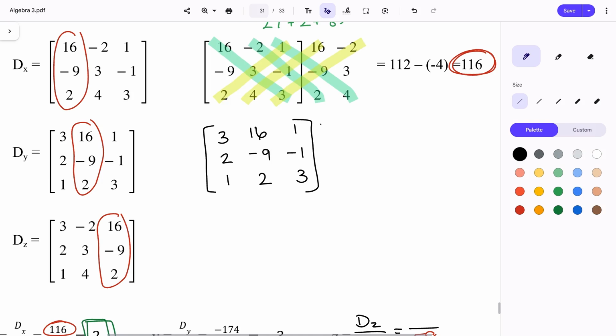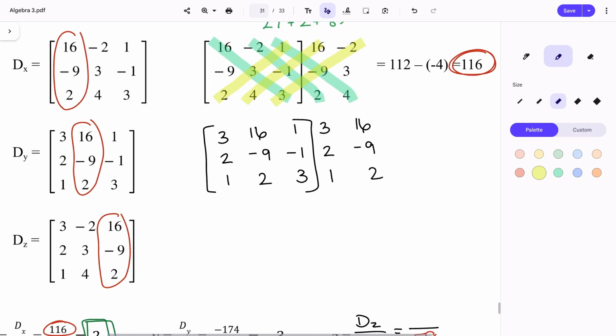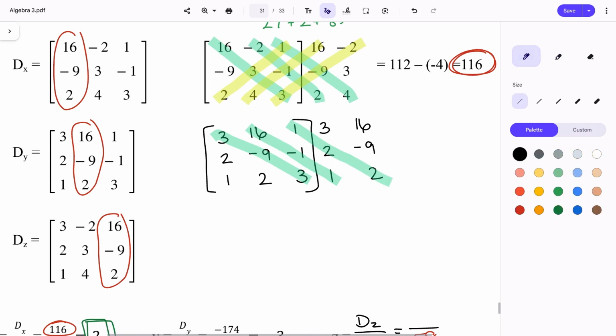Again, I like the diagonal method, so I'm just going to do that. I'm going to rewrite those first two columns. This is what we did yesterday. And now we're going to start doing our diagonals. So let's start doing these. Let's go ahead and do the math here. What would be 3 times negative 9 times 3? Or you can rearrange that if it's easier.